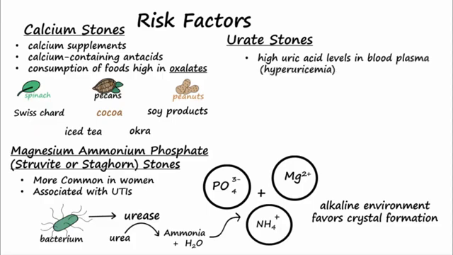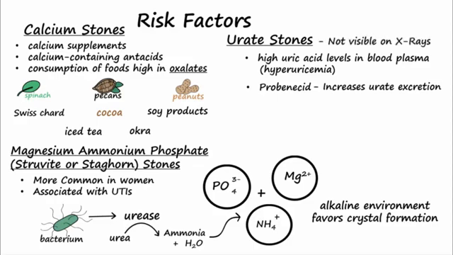A drug used for gout, called probenecid, blocks urate reabsorption in the PCT and will decrease urate levels in the blood but increase urate levels in the urine, which also increases the risk for urate stones. For this reason, it is especially important to drink lots of water while taking probenecid. Unlike other urinary stones, urate stones are not visible on X-ray films.